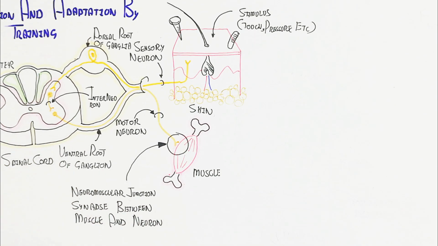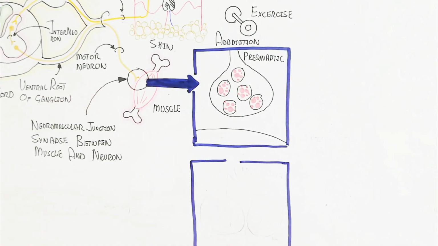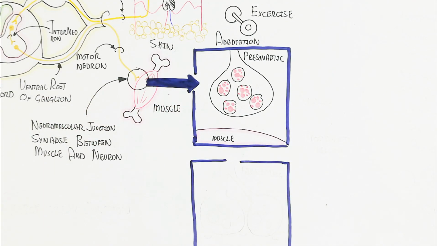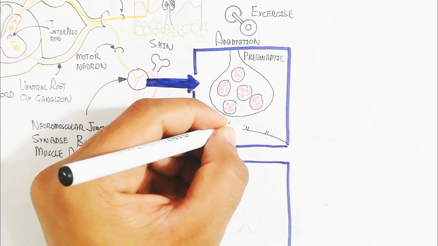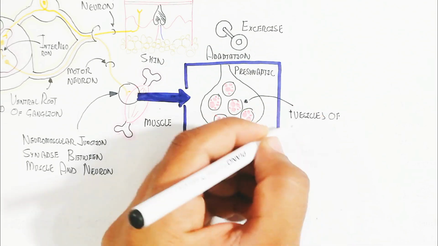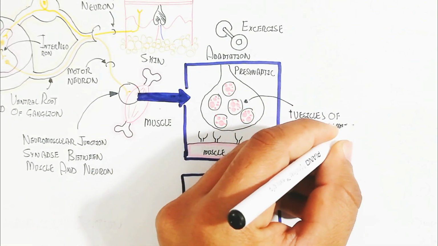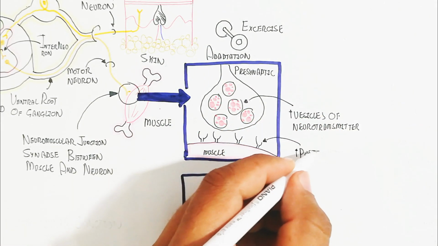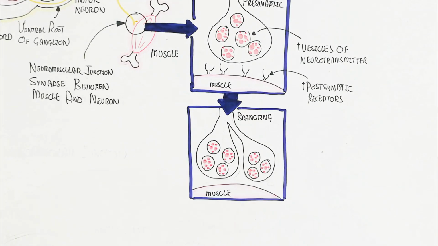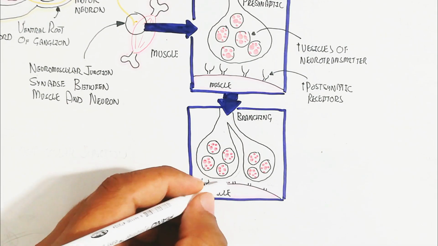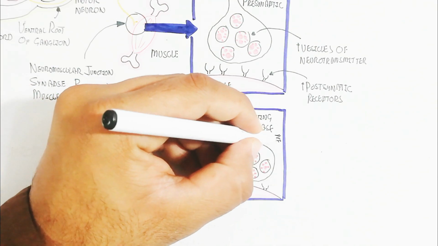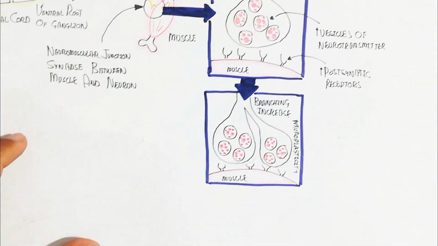Anyway, let's begin to understand how it can adapt and how to increase the depolarization of the muscle fiber. This is the presynaptic neuron and this is the receptor. In this way, the vesicles will increase due to exercise adaptation. When the receptors increase, the affinity of neurotransmitter binding will increase. And on the other hand, the branching will increase for releasing more and more neurotransmitter, which is known as neuroplasticity.